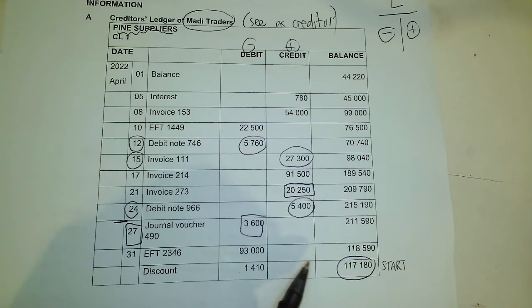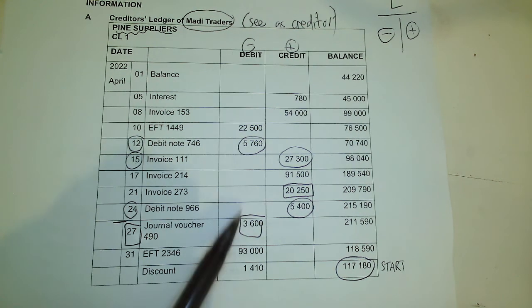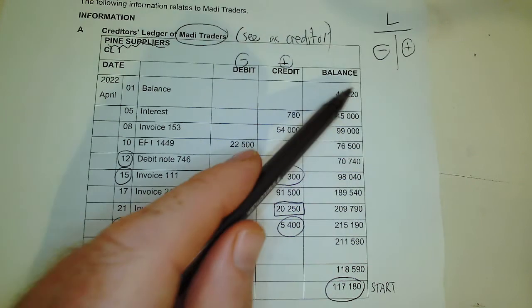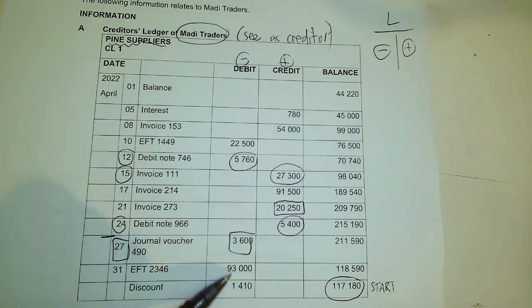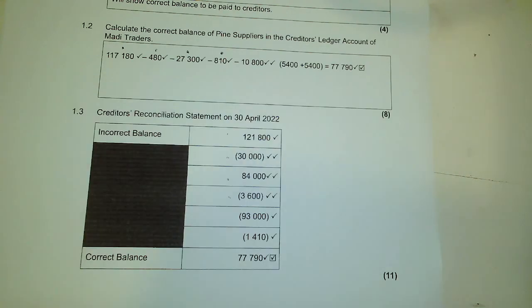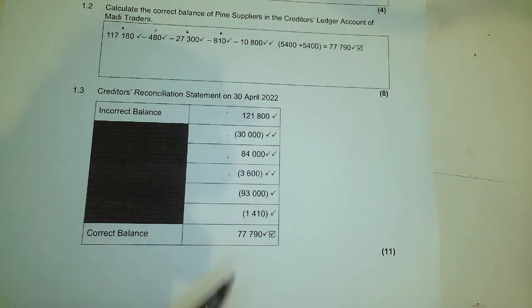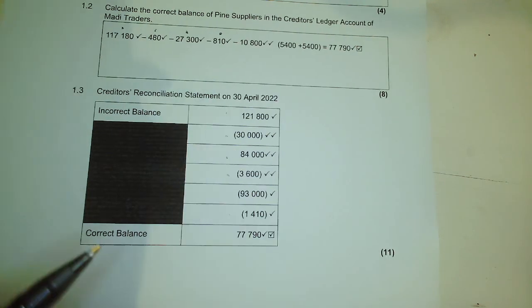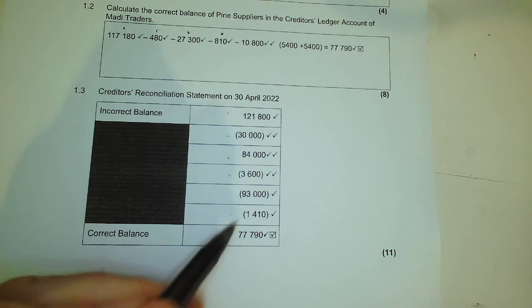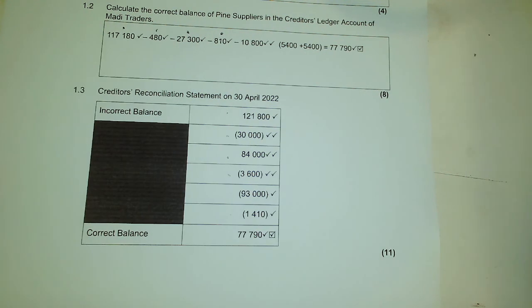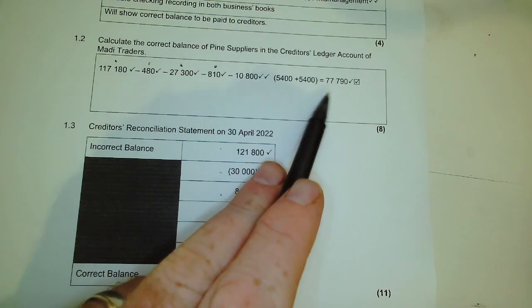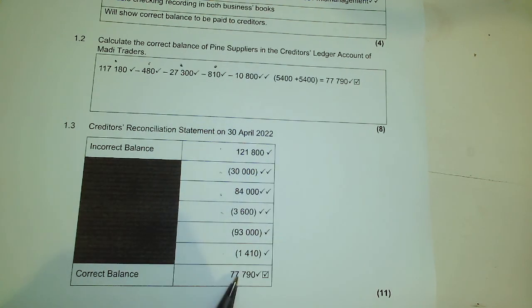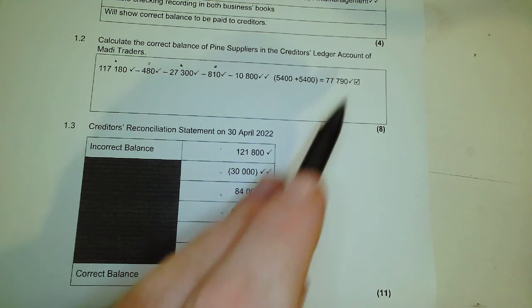What is it doing to the account? It's decreasing the account, because we're in the books of a creditor. So we must minus both these amounts in the answer. If I look at that, you will see the 93,000 and the 1,410, and the correct balance in the end is 790, and that should be the same in our books, the Creditors Ledger, and in the Creditors Recon. Both of these amounts should be the same in the end.